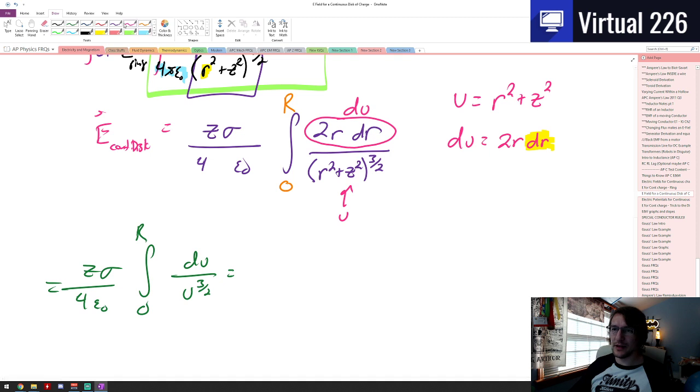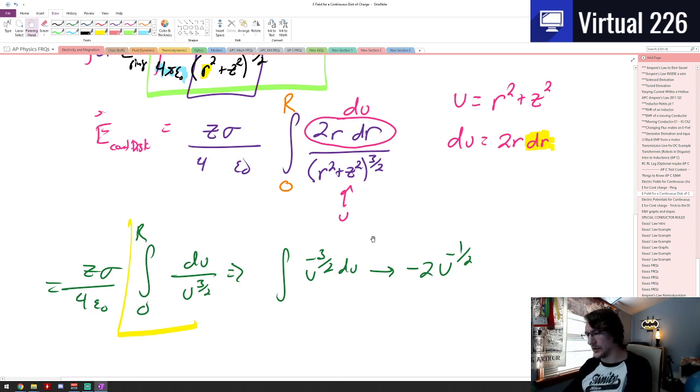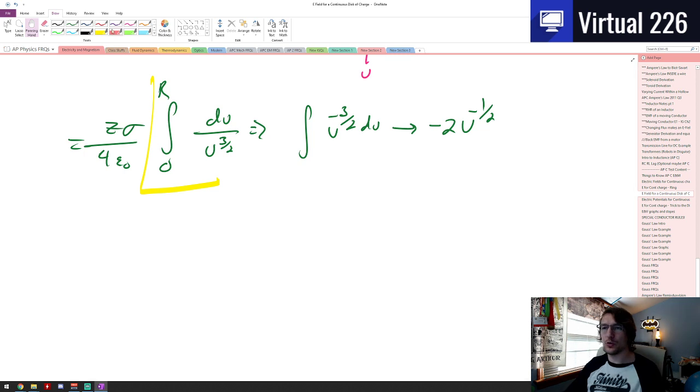I'm just going to keep writing this integral, so I'll show you how to solve this. I'm going to rewrite this integral as u to the negative 3/2 power, du. And then when I integrate this, I'm going to add 1 to the exponent and then divide by that new exponent. So it's going to be u to the negative 1/2 power. And when I divide by negative 1/2, I'm going to get a negative 2, because when you divide by a fraction, it's like multiplying. Okay, so that is what my integral will be.